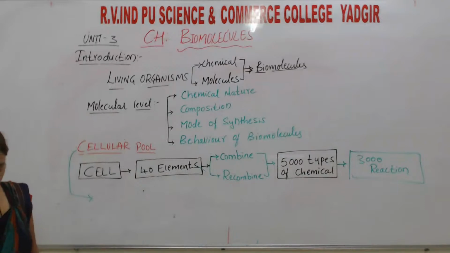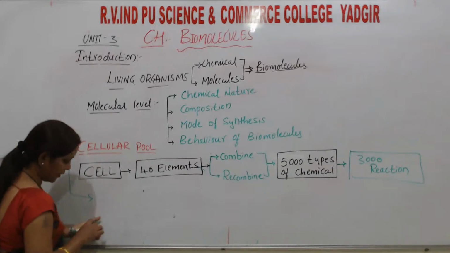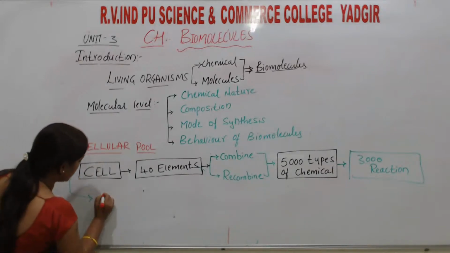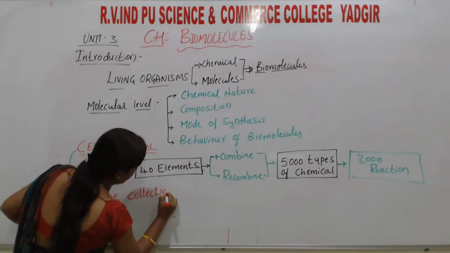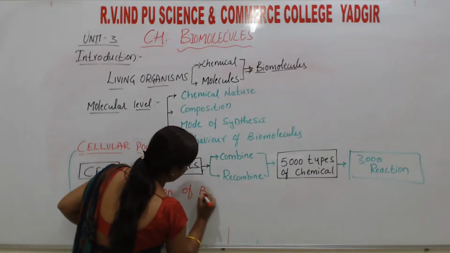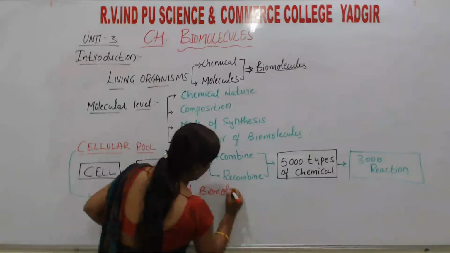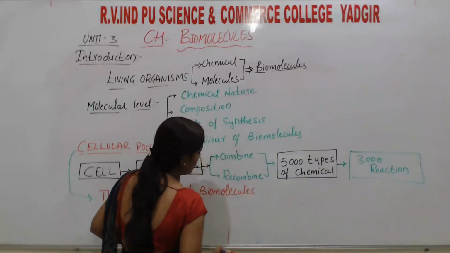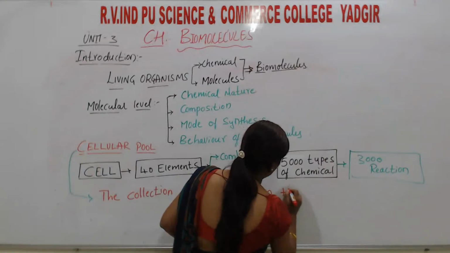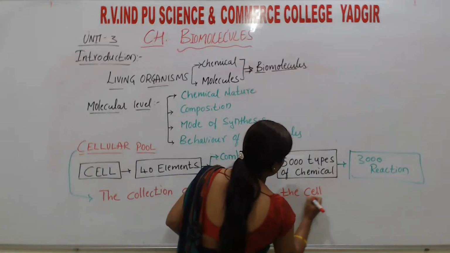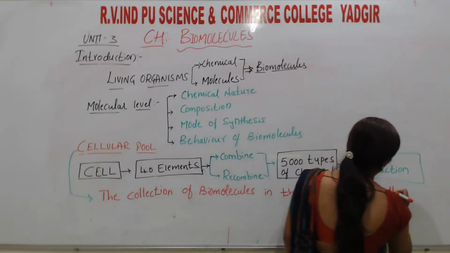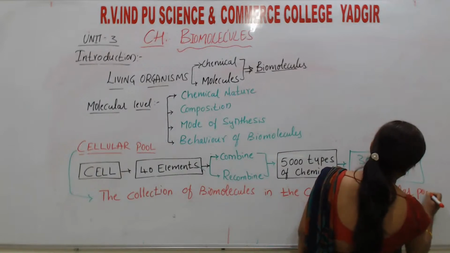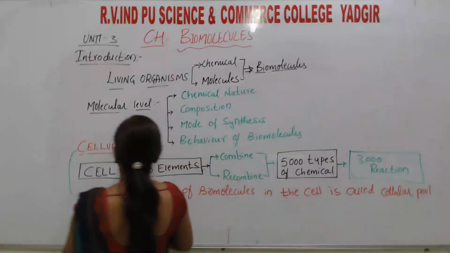To tell it very simply, what do you mean by cellular pool? It is the collection of biomolecules in the cell. What is the definition? The collection of biomolecules in the cell is called the cellular pool. So this is the definition.